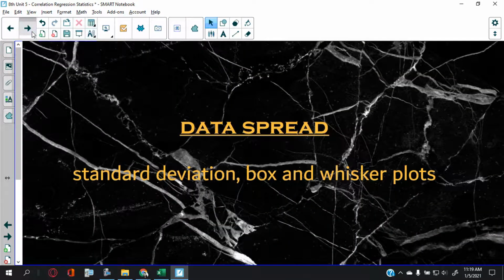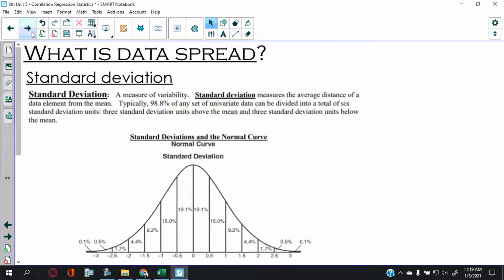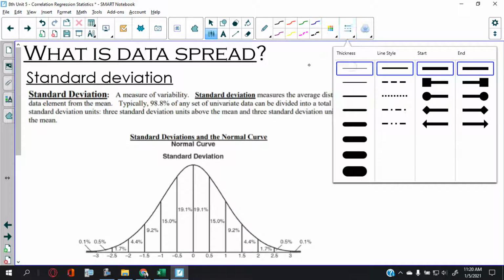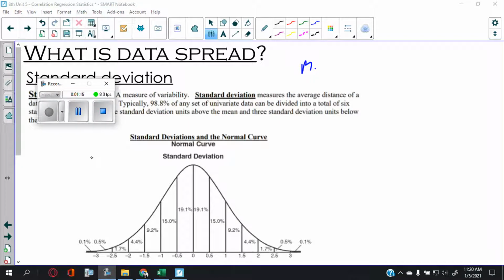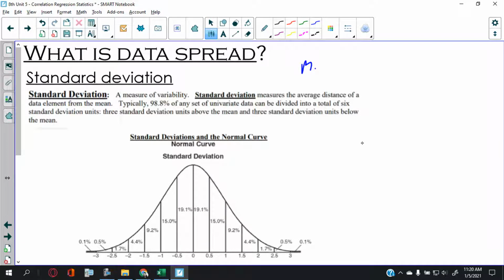So whereas mean, median, mode, where's my pen? All right. So whereas mean, median, mode, something's wrong here. Okay, what's going on here? Hold on. All right, my drawing tablet's very glitchy, so I'm going to write as little as I can then.